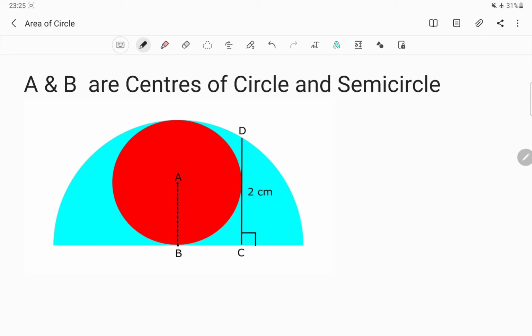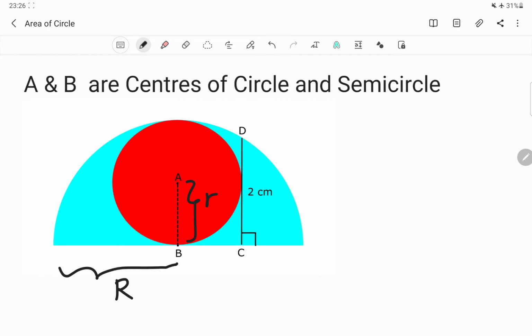Hi everyone, today I am going to show you how to find the area of the red colored circle if A and B are centers of the circle and semicircle. Let the radius of the semicircle be capital R and the radius of the circle be small r.